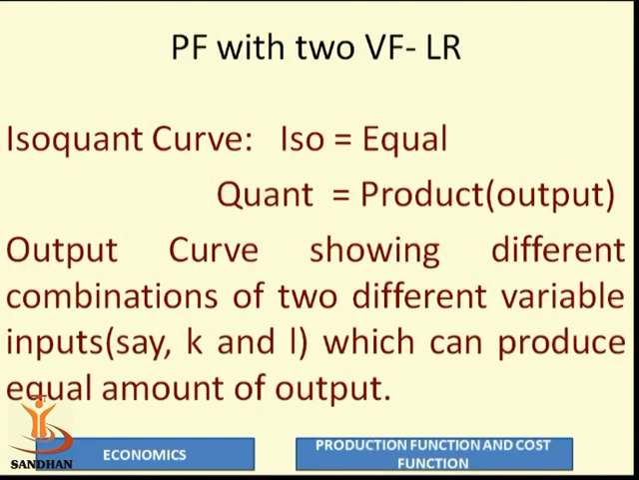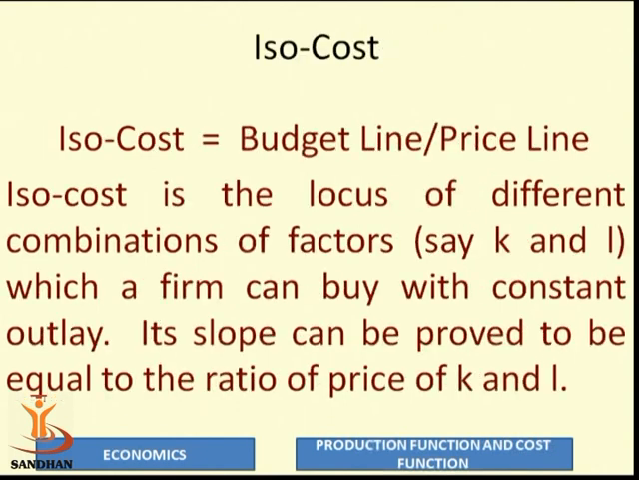So now let us move into the production function with two variable inputs, which we can also call the long run. We can explain it with the help of the isoquant curve. Iso means equal, quant means product. So isoquant means equal product curve. It shows different combinations of two different variables, say capital and labor, which can produce identical output. It's an identical output, so we call it the equal product curve or isoquant curve.